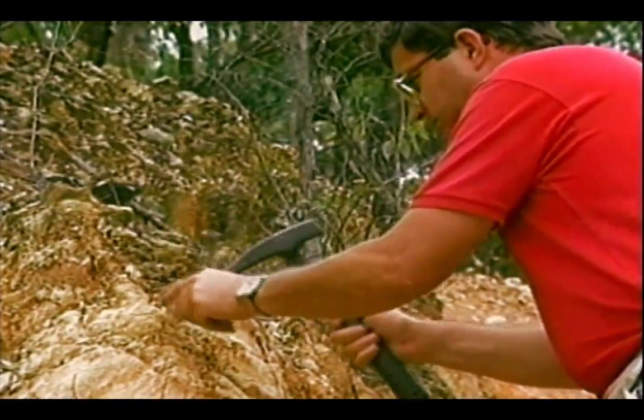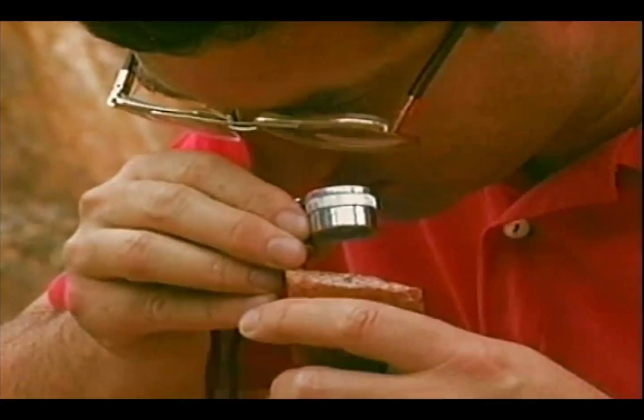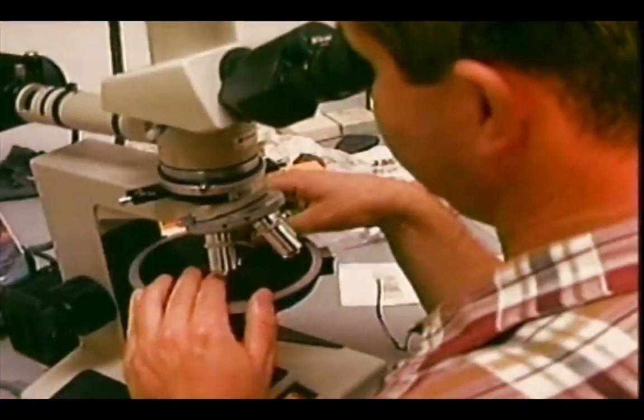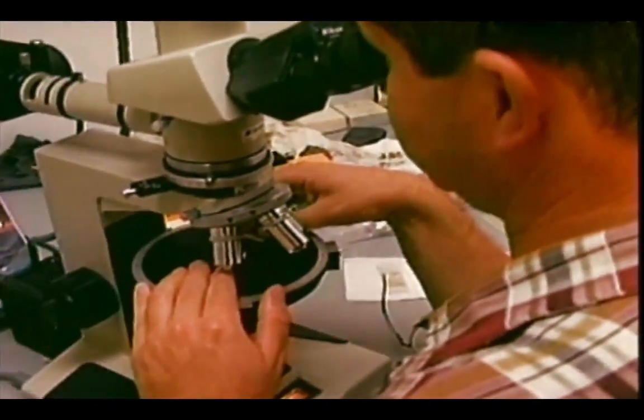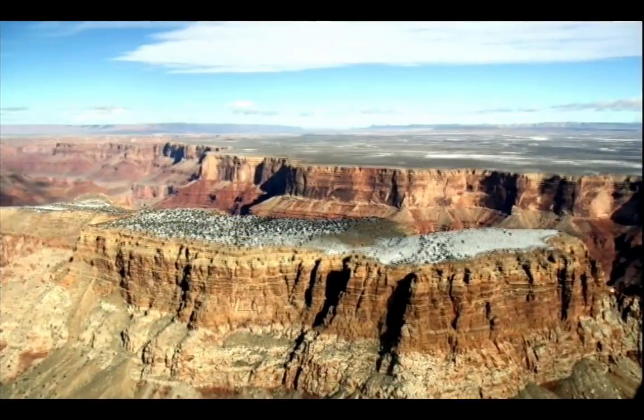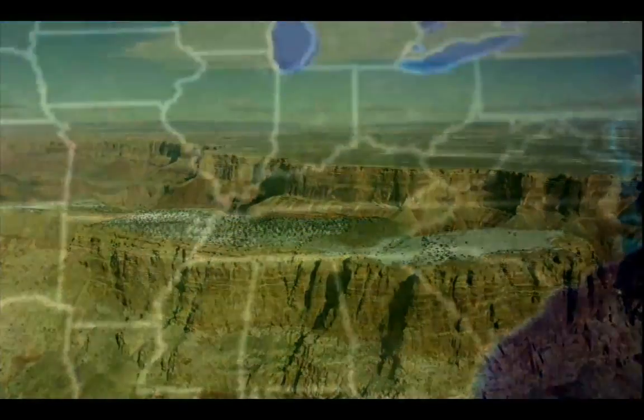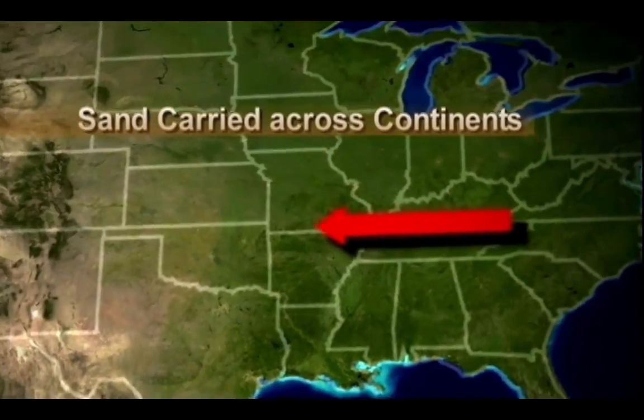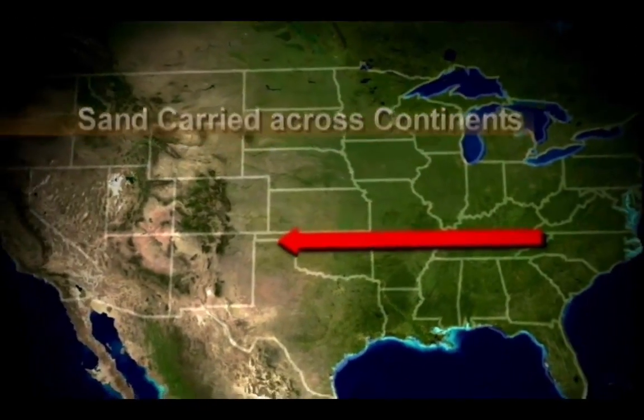Andrew Snelling is a PhD geologist from Australia who has spent over 30 years studying rocks, working in the field and in the lab. We find marine creatures buried at the top of the Grand Canyon, which is over a mile above sea level. A global flood could carry sand and mud enormous distances.